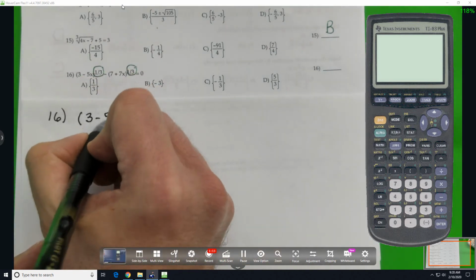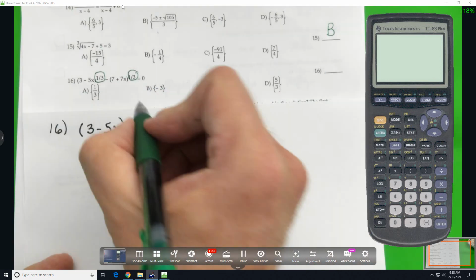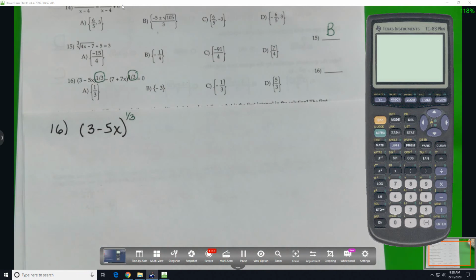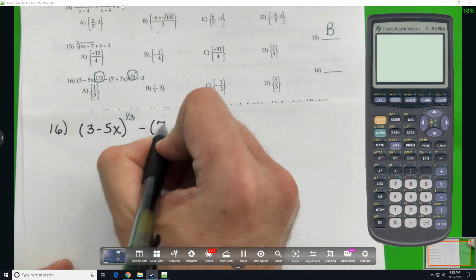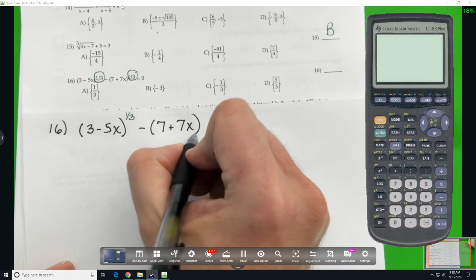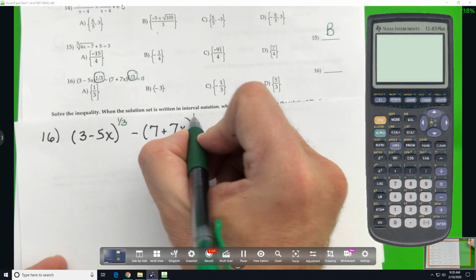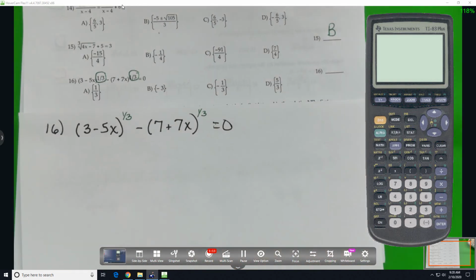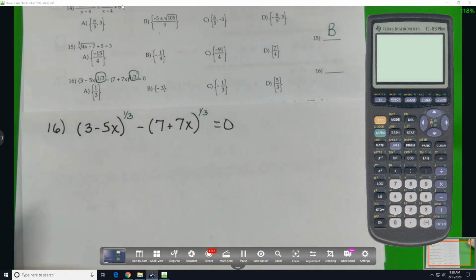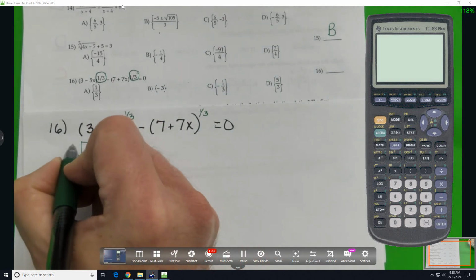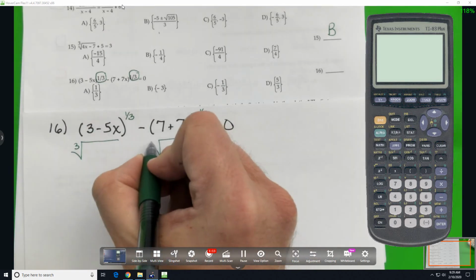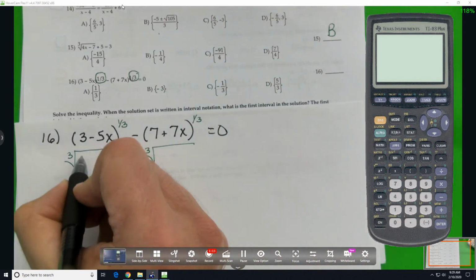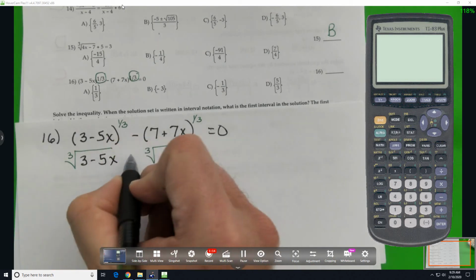3 minus 5x to the 1/3, and again, I'm sorry that these exponents look so big there, but that's part of the purpose of the review sheet, just to get familiar with what this software looks like. Equals 0. That 1/3 exponent means cube root. So this one has 2 cube root symbols. So I'm rewriting it with a cube root.